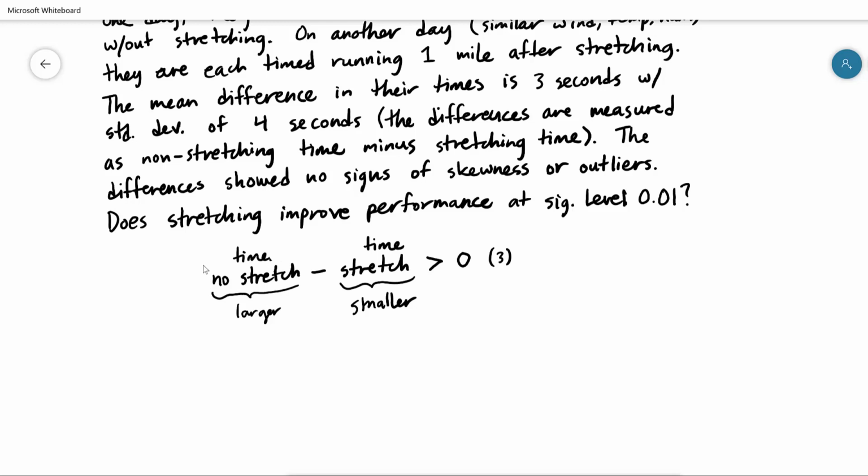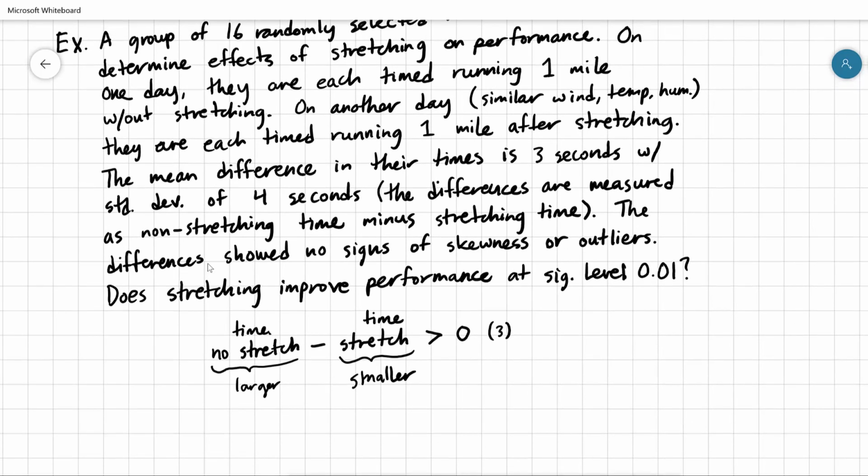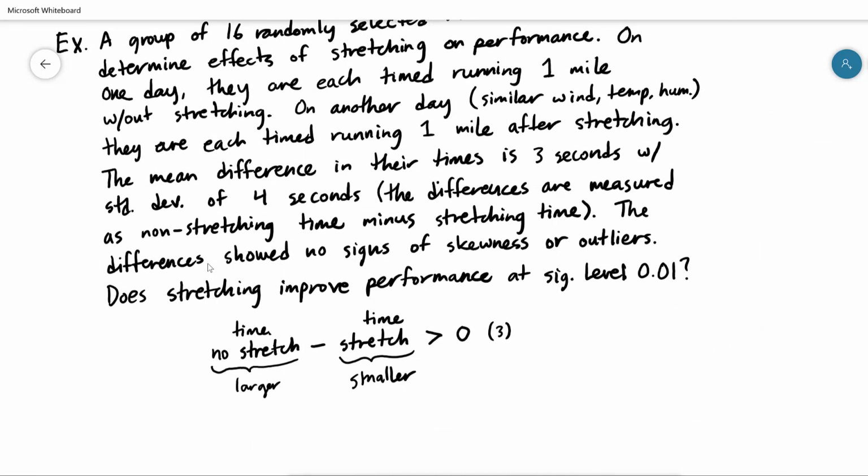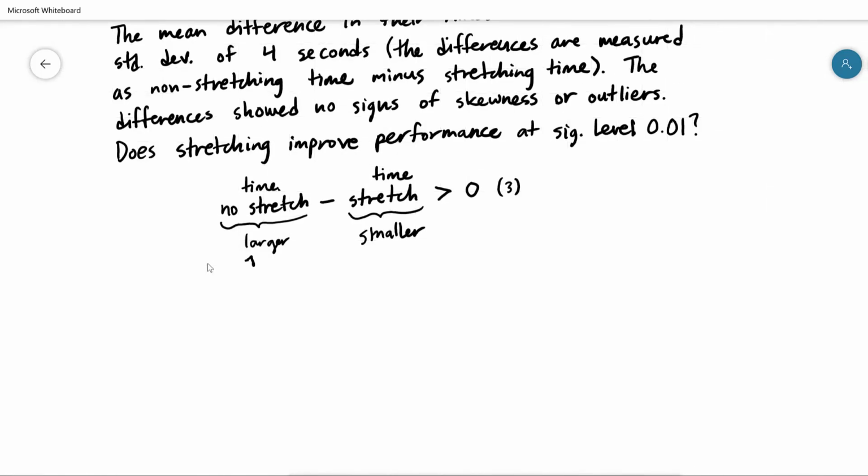So again, the question is, what's more impressive? If somebody can run a mile in 10 minutes or if somebody can run a mile in 5 minutes? 5 minutes is faster. So in this case, in the context of running, a smaller number indicates better performance. Just keeping that in mind, this is worse performance, and this is better performance. And so getting a positive number here does indeed indicate improved performance, because we took a larger number minus a smaller number. It looks like they were faster when they stretched compared to when they didn't stretch.